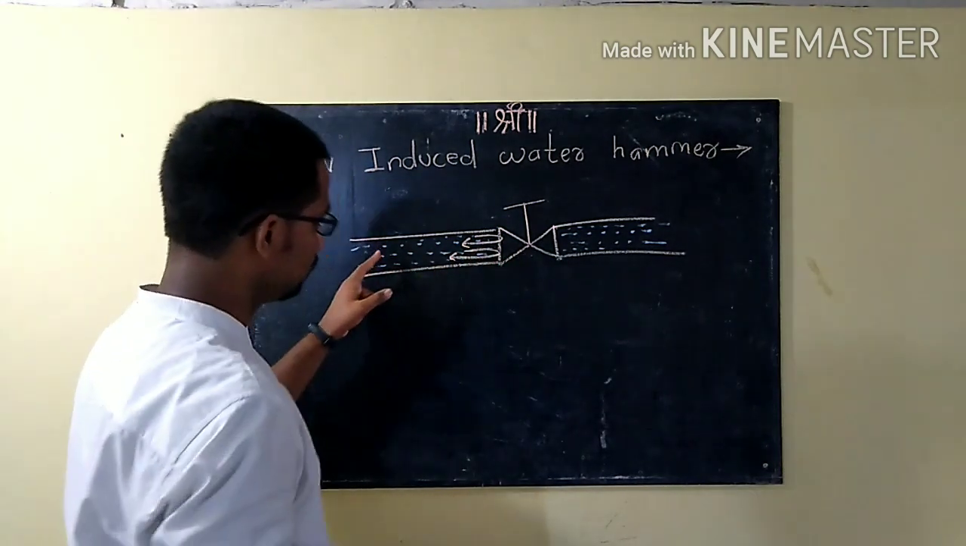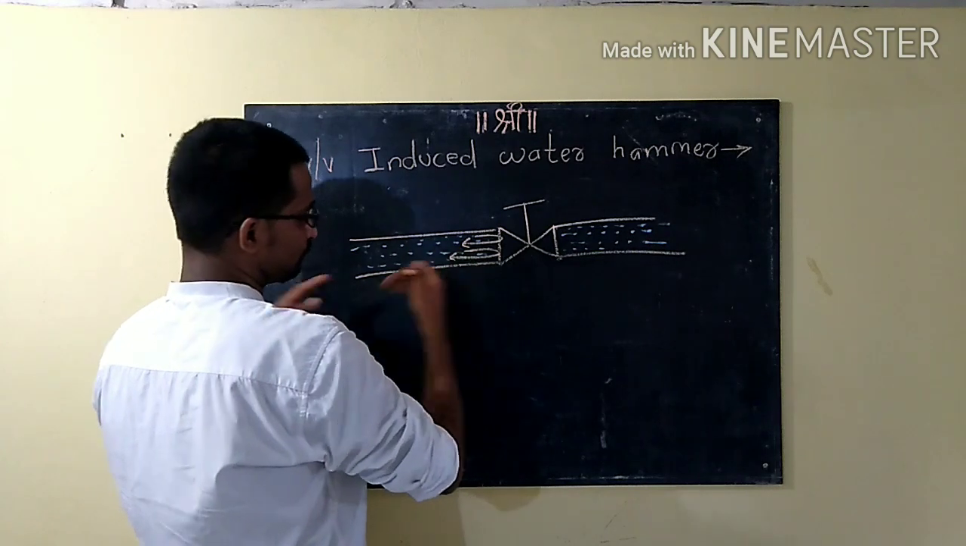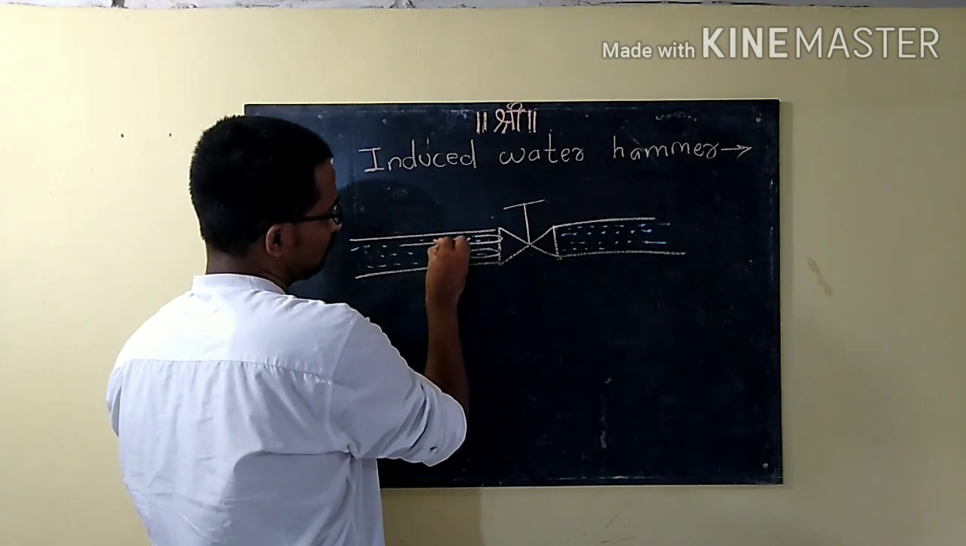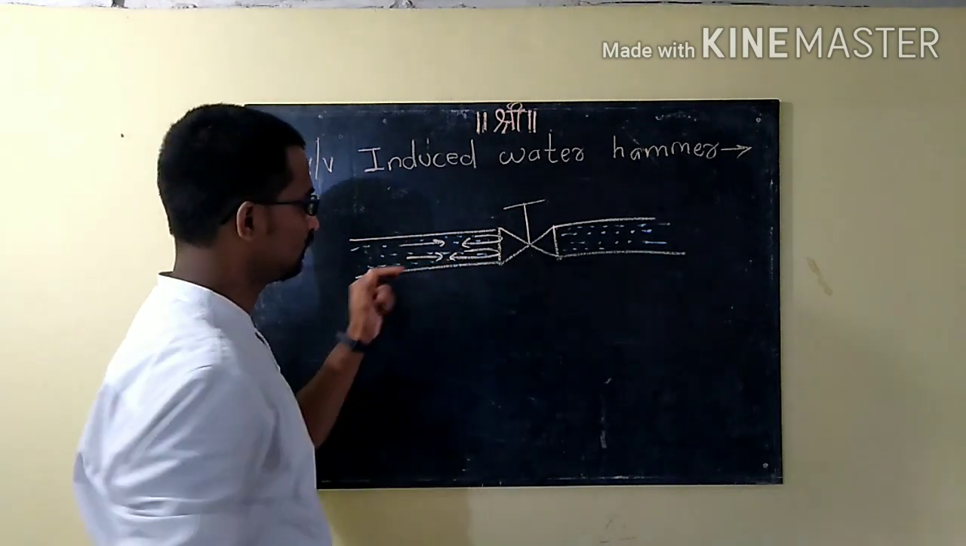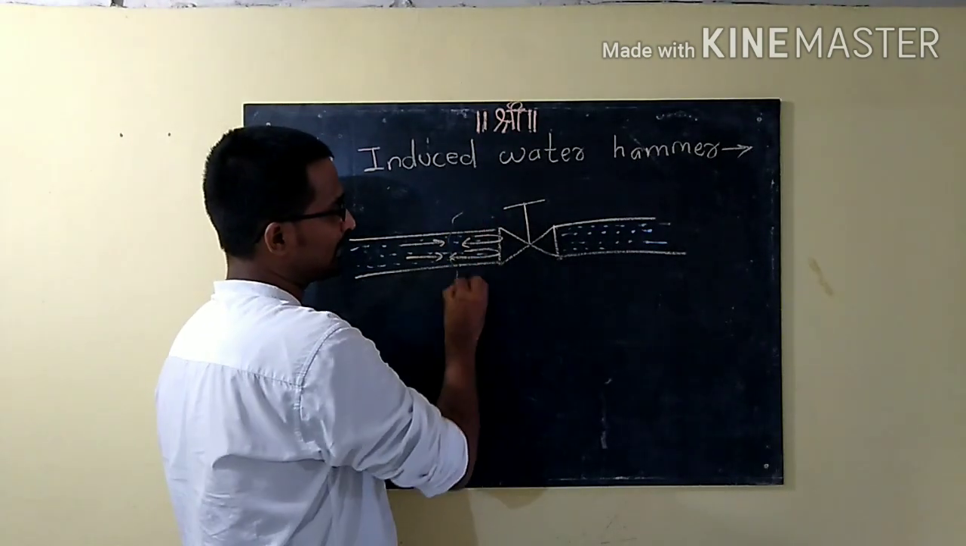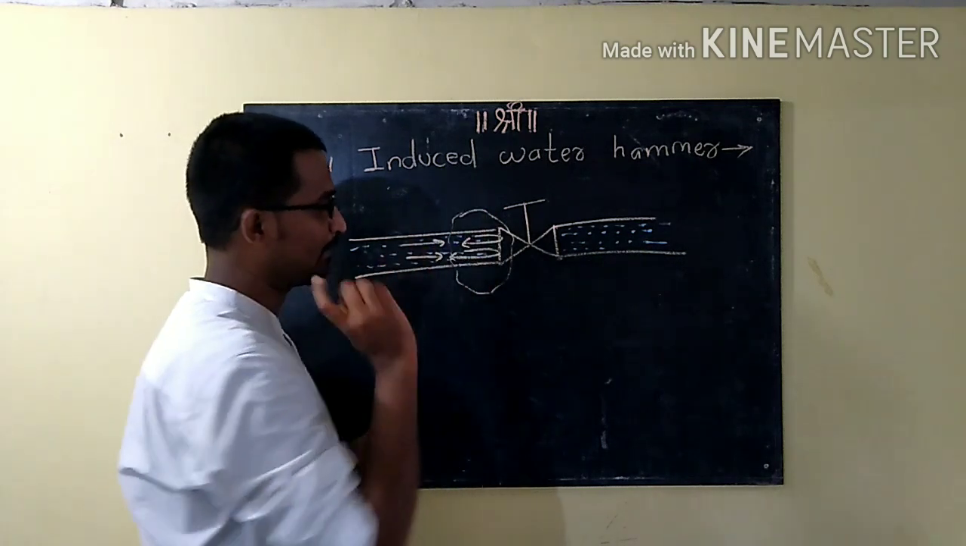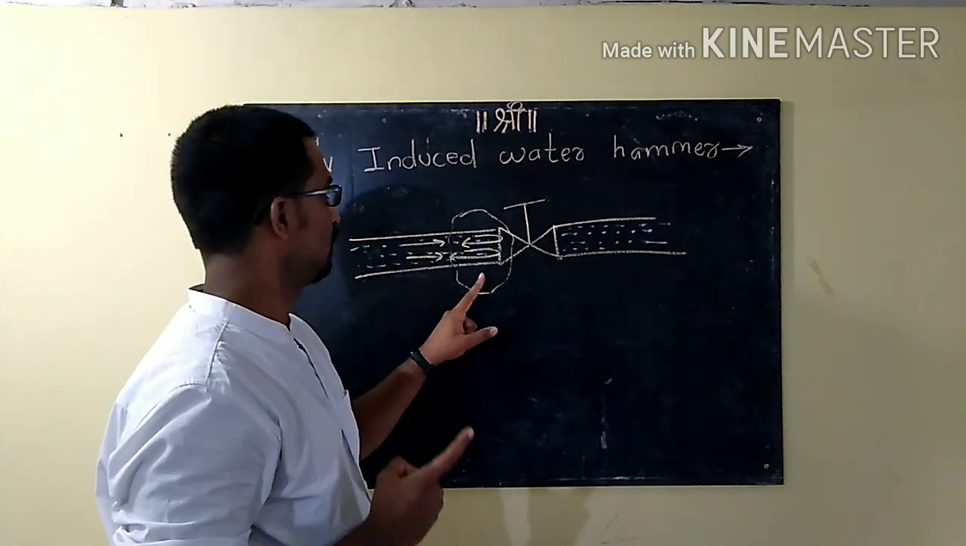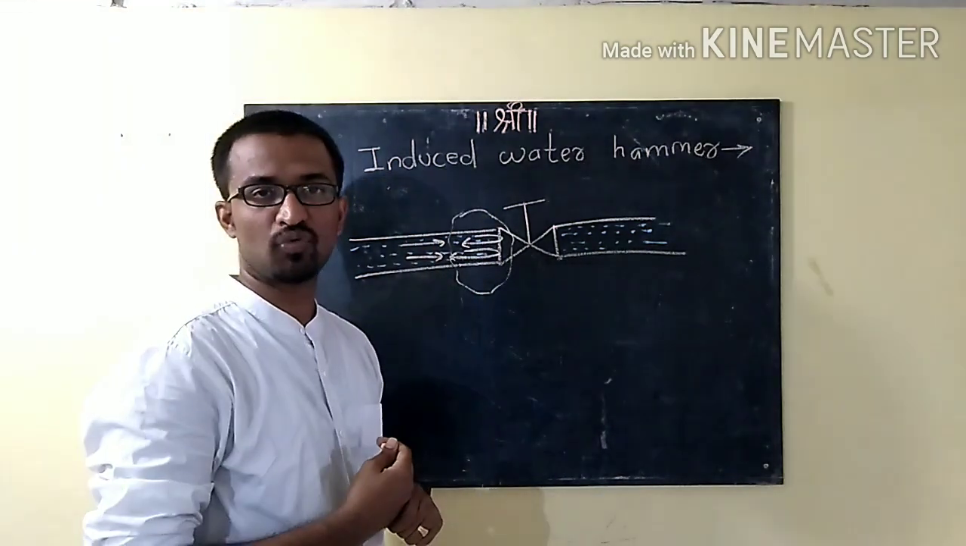So these waves which are created backward will be hit by the liquid waves, and here a pressure pulsation will be created and a water hammer or a noise will come. We called it a wall induced water hammer.